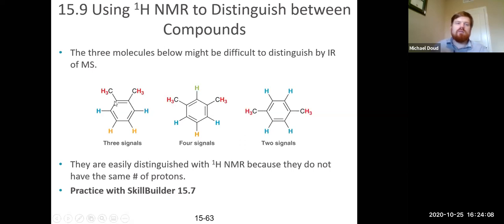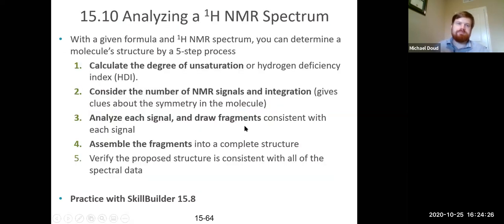On the left one here, the 1,2-dimethyl, you have 1, 2, 3 possible signals due to symmetry. The 1,3-dimethyl has 1, 2, 3, 4 signals, and then the 1,4-dimethyl has 1, 2 signals. So they're easy to distinguish by proton NMR.